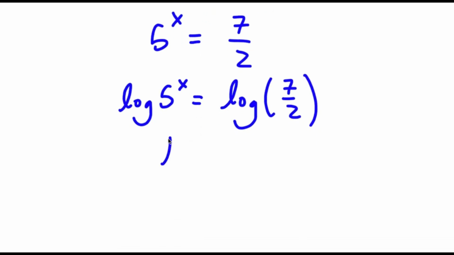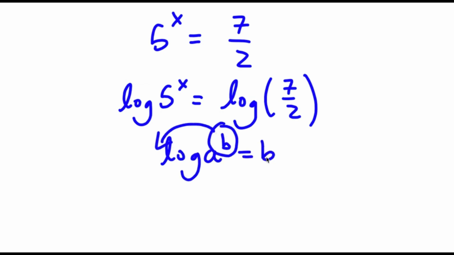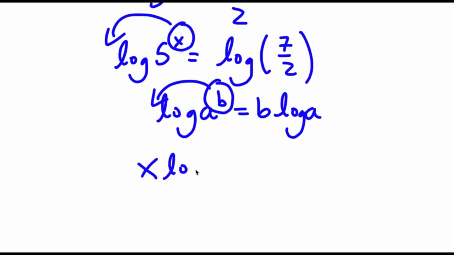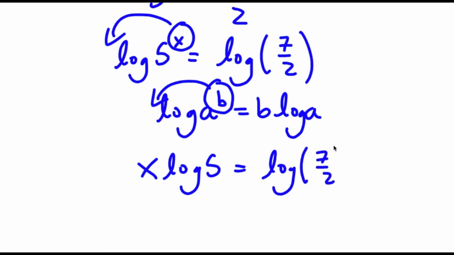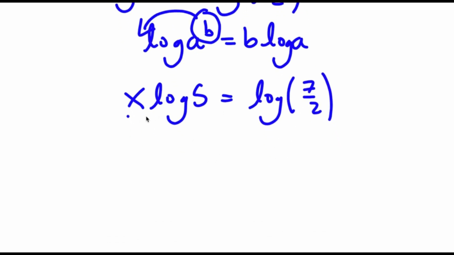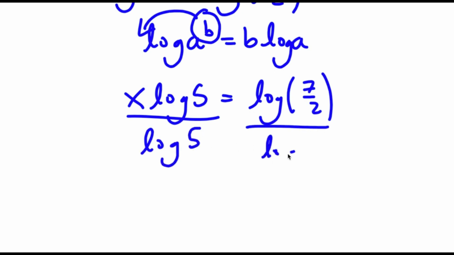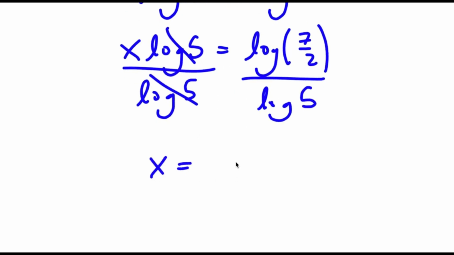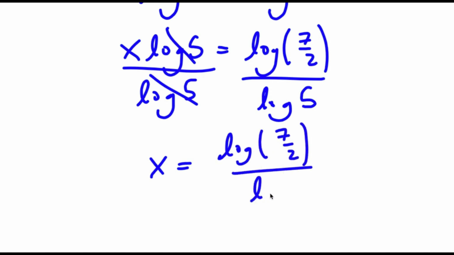Now if I have something in the form log a to the power of b, I can move this exponent b to the front. So it's going to equal b times log a. So in this case I have log 5 to the power of x, and I can move x to the front. So now I have x times log 5 is equal to log 7 over 2. Now I'm going to divide both sides by log 5. These two cancel out, and I get x is equal to log 7 over 2 over log 5.